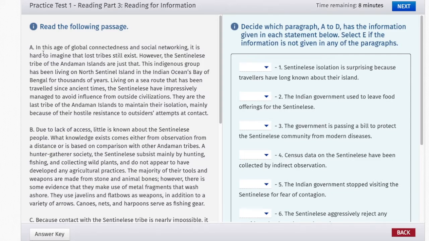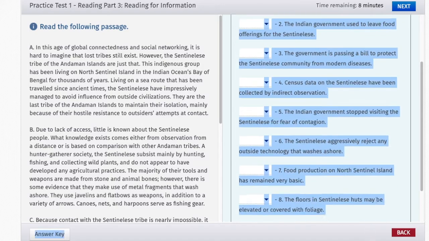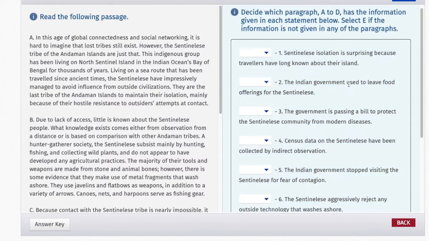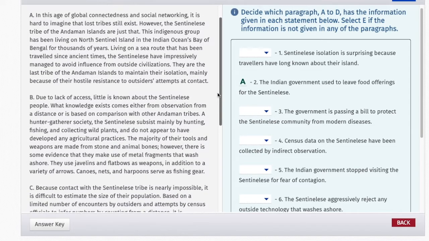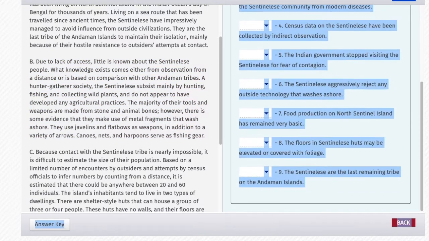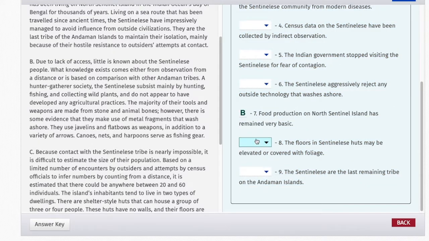The most effective way to do this part is to read paragraph A as soon as we start, and then read the questions, all of them, to see if any of those connect to paragraph A. Then we look at paragraph B, and then we look at the questions. Do any connect to paragraph B?